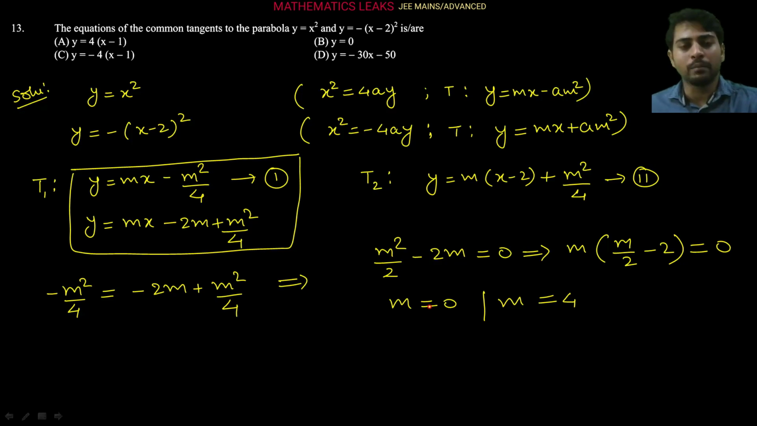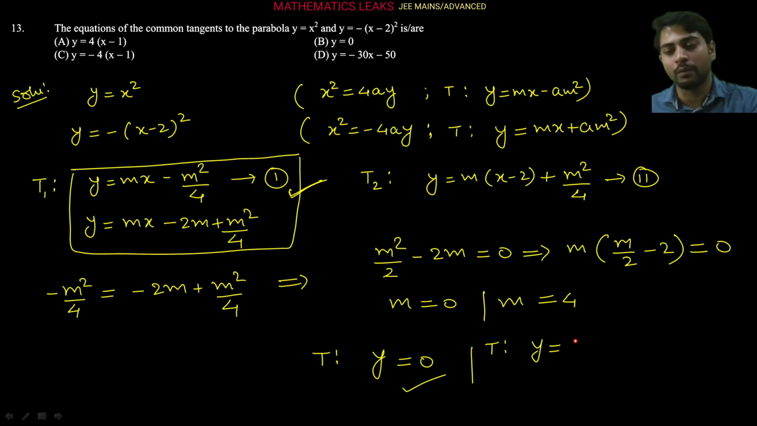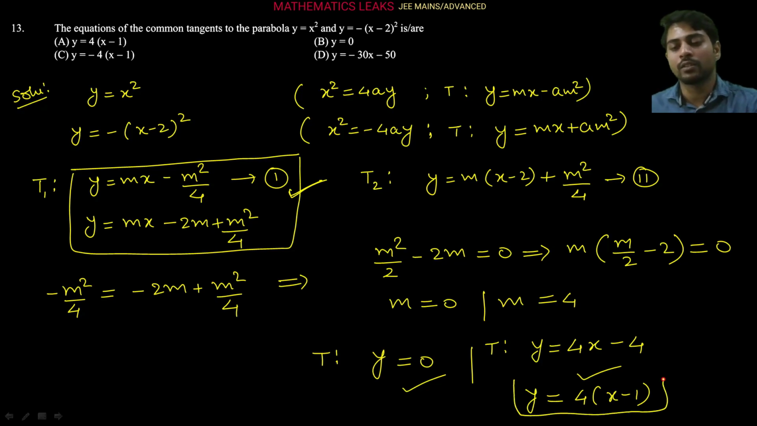If we put m = 0 in this first equation, then one tangent is y = 0, since the right side will be entirely 0. And if m = 4, the tangent equation will be y = 4x, putting 4 in the same first equation, minus 4²/4, that is 16/4, so minus 4 only. This is our second equation of tangent. We can further write it as y = 4(x - 1). So these are the two common tangents for these two parabolas.